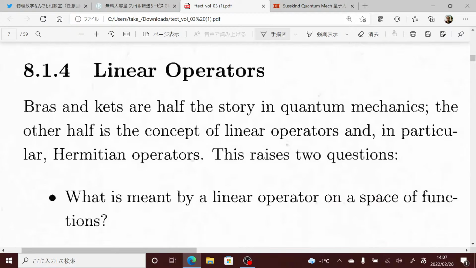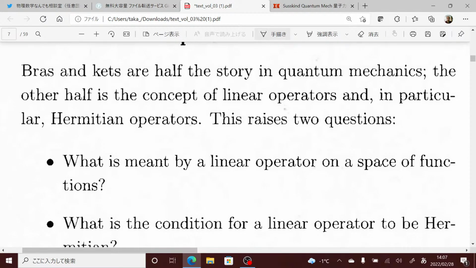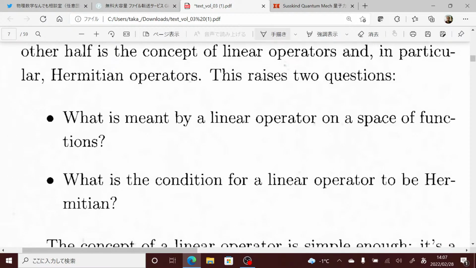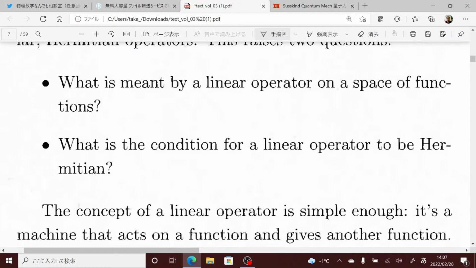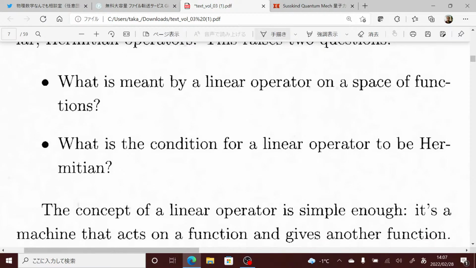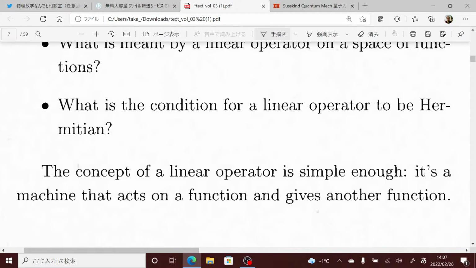The next section is 8.1.4, linear operators. Bras and kets are half the story in quantum mechanics. The other half is the concept of linear operation, and in particular Hermitian operators. This raises two questions. What is meant by a linear operator on a space of functions? What is the condition for a linear operator to be Hermitian?